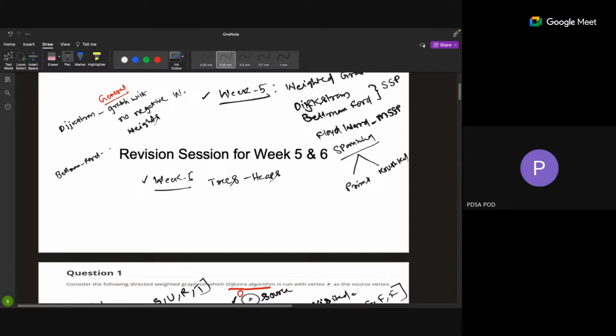Bellman-Ford works on graphs with negative weights, but no negative cycles. So these two statements you need to remember. I will tell you what exactly negative weight and negative cycle mean, so let me show you that.